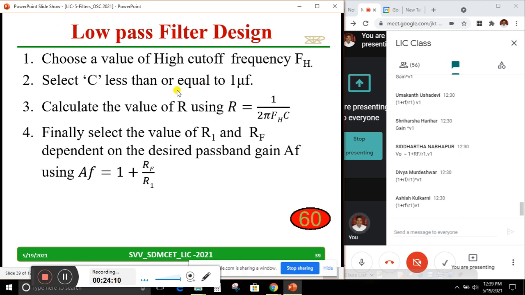How are we going to design a low pass filter, sir? Choose a value of a high cutoff frequency, how much you want. Select a C less than or equal to 1 microfarad. Calculate the R. Why do you have to select the C? Can we select the R and calculate C? Okay, a lot of discussion we had on why one should not select R and calculate C. You have answered. Now copy down these steps and try to understand.